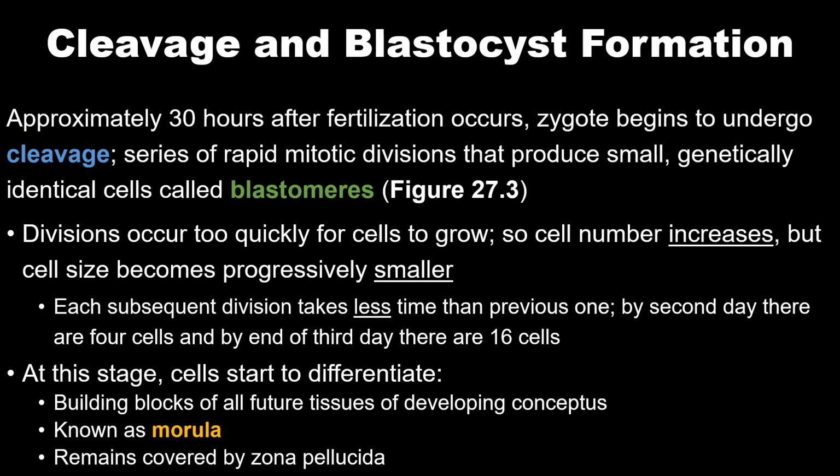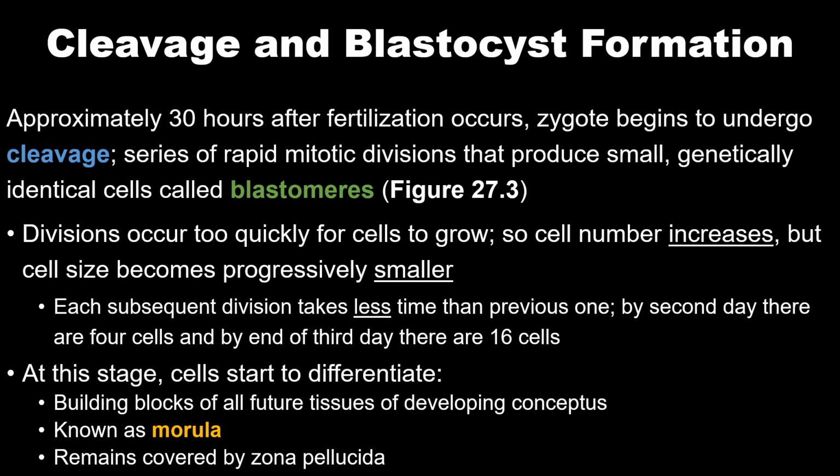And approximately 30 hours after fertilization occurs, the single-celled zygote begins cleavage, a process of rapid mitotic divisions producing small genetically identical cells called blastomeres. And this division occurs too quickly for these cells to grow. And so for this reason, the cell number increases, but the cell size becomes progressively smaller.